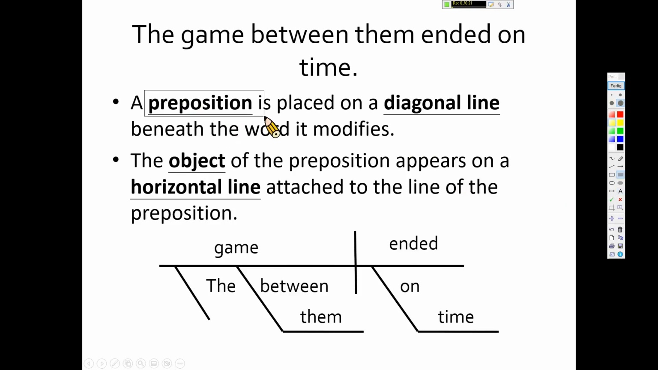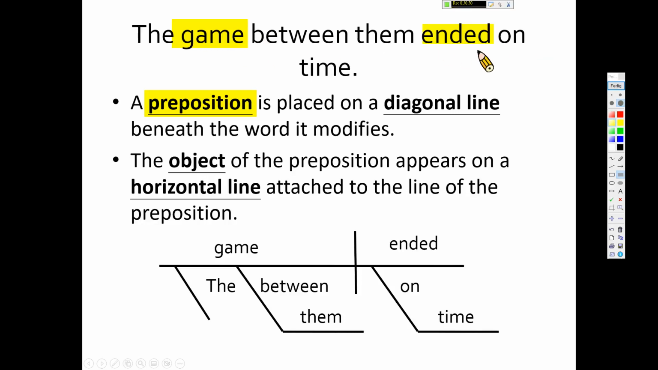Now we have a preposition. So far we did not touch anything about prepositional phrases, right? If we have a preposition, how can we deal with that? Just look at this one: the game between them ended on time. Basically, game ended, the subject and the intransitive verb.